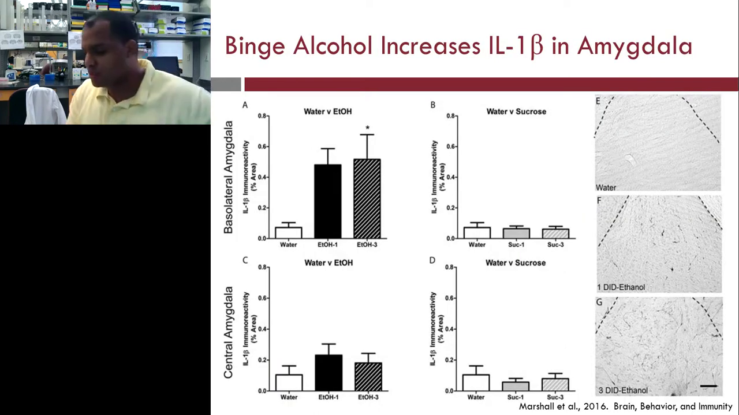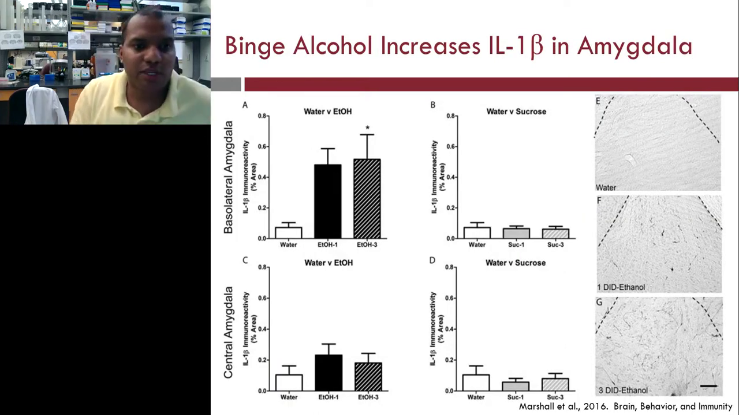And so one of the first cytokines that we looked at was interleukin-1 beta. IL-1 beta is a pro-inflammatory cytokine. And so one of the first things that we saw using immunohistochemistry was that there's an increase in IL-1 beta in the basolateral amygdala.